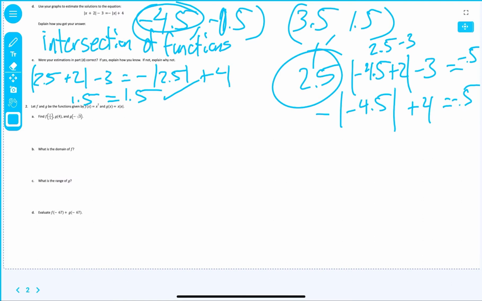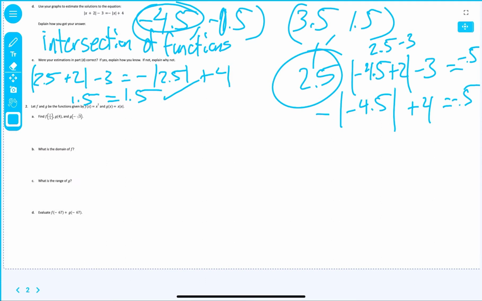Number 2. Let f and g be the functions given by f of x is equal to x squared and g of x equal to x times the absolute value of x. Okay. So what happens? Now here, all you have to worry about is plugging in the correct for f and g.